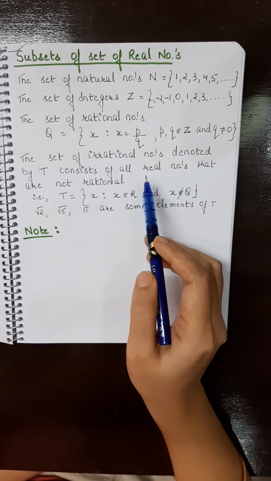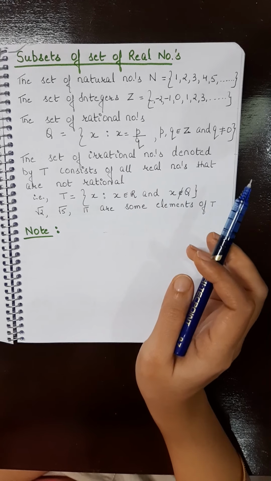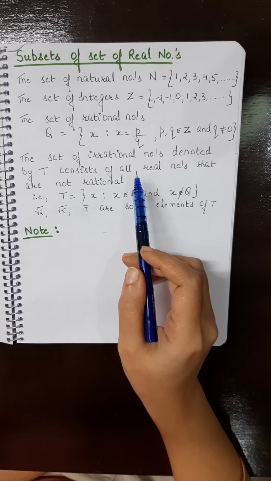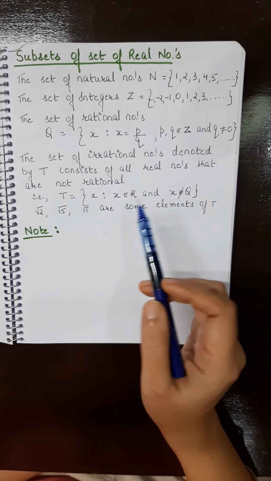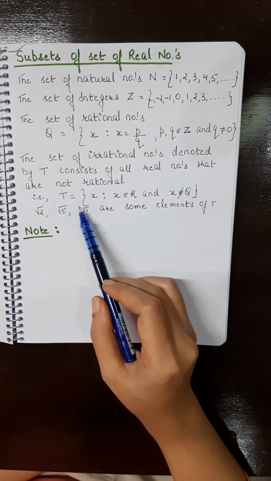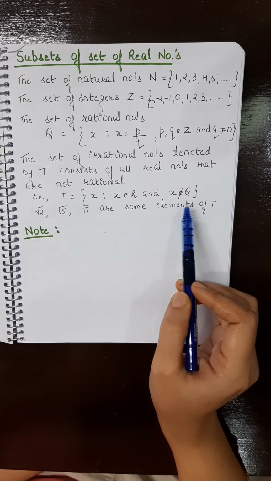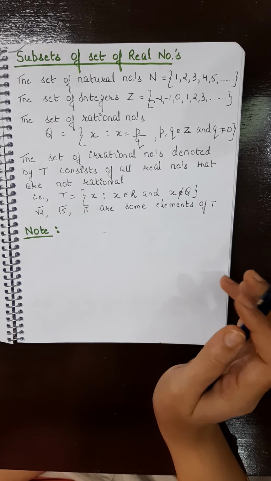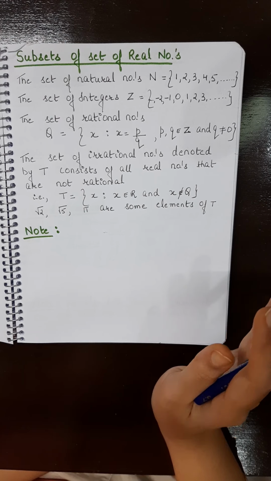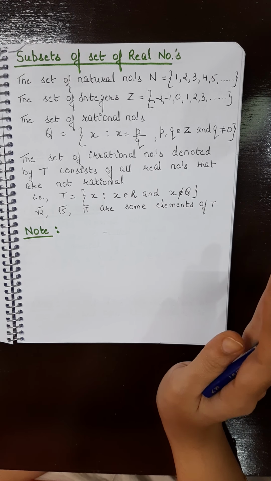But there are numbers which are real numbers, but they are not rational numbers, and that set is denoted by capital T. It is known as the set of irrational numbers. So basically set T is nothing but all those real numbers which are not rational numbers. For example, √2, √5, pi are some of the elements of T. Again, you can go through video lesson 1 and see in detail what irrational numbers are.